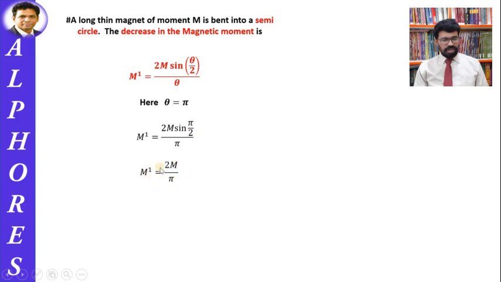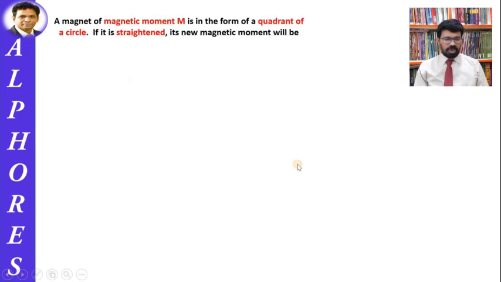So this is the final magnetic dipole moment. Earlier it was m, now it is 2m by pi. So it is decreased. So how much is the decrease? M minus m dash is equal to, this is initial magnetic dipole moment, this is final magnetic dipole moment after it is bent into a semicircle. So m minus m dash is how much? m minus 2m by pi. If you take out m common, you will have 1 minus 2 by pi. So that's how you can solve this problem.